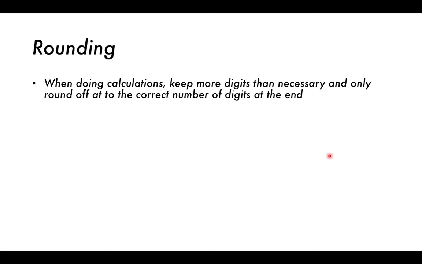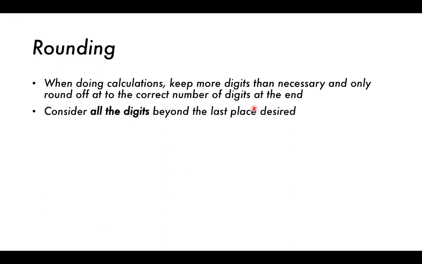Rounding then, so this is something that's very important with calculations with many digits. Usually whenever we're doing calculations, we want to keep more digits than strictly necessary and only round off to the correct number of digits, or the correct significant figures, at the end of the calculation. This will help us to ensure that we keep a reasonable degree of accuracy throughout the calculation.